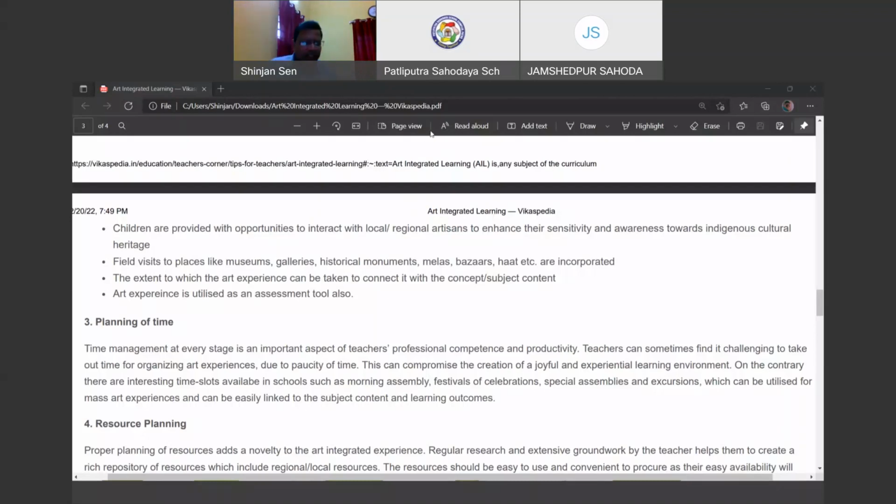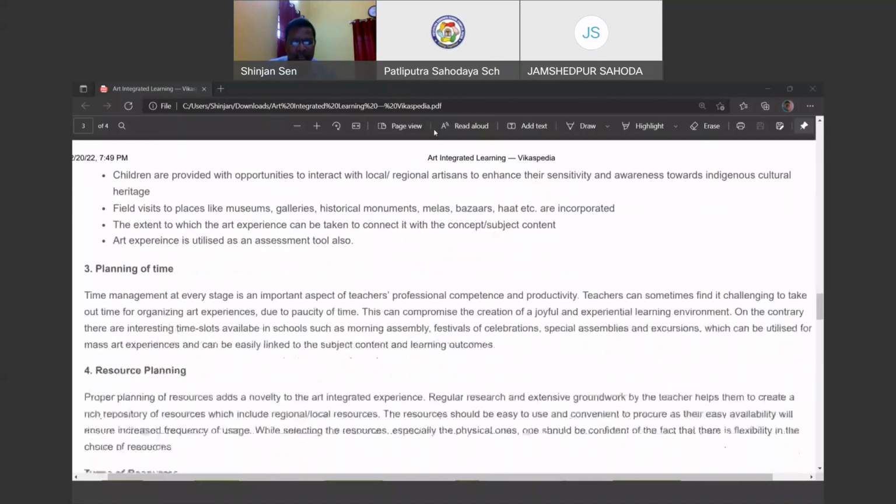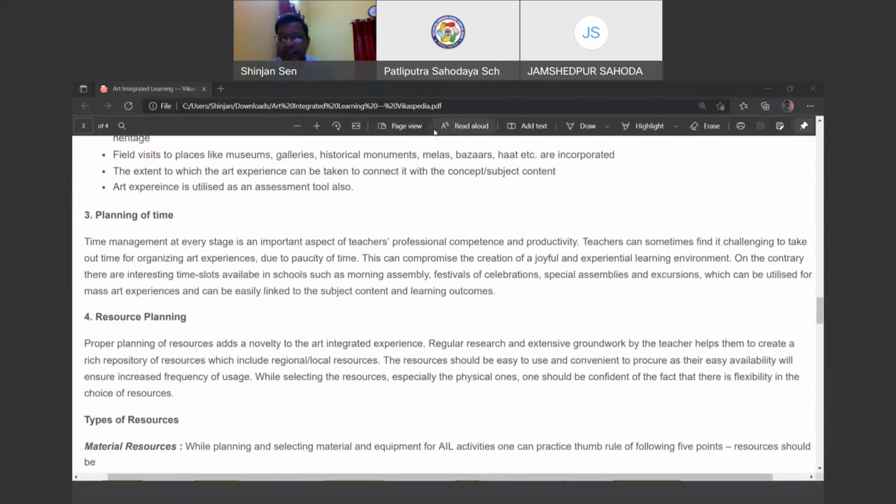Planning and time is very important. Today's education is a turnkey project. No question of wasting time here and there. We have to be very, very specific with time. If you recollect, once I did a program on smart teachers make smart classrooms, where we have to be very, very time bound. So time management at every stage is an important aspect of teachers' professional competency and productivity.